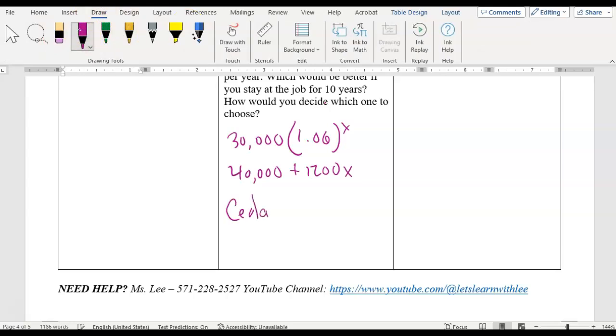You may want to consider adding up all of those amounts over years. But if you just want your salary to be greater, we could say Cedar Grove then in this case at 10 years. And then we would probably want to decide that based on how long we plan to stay at the company.